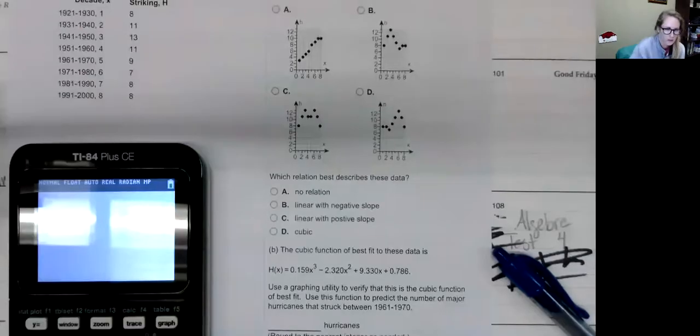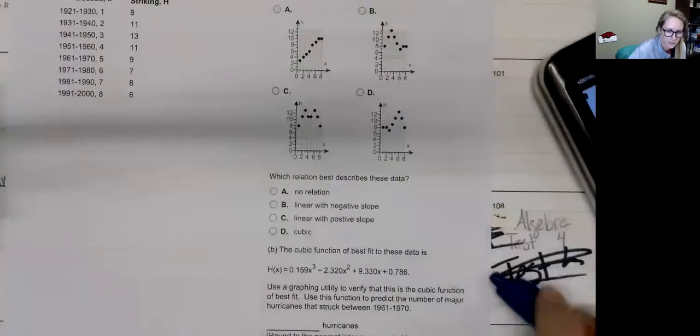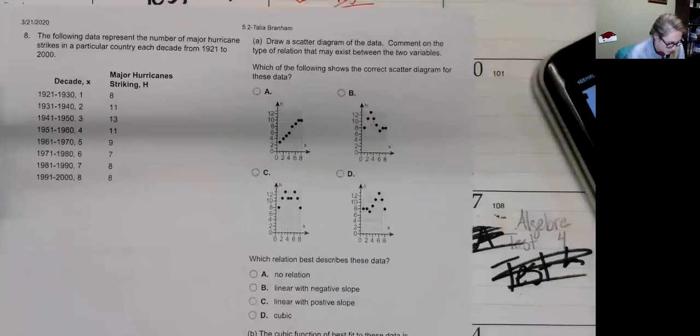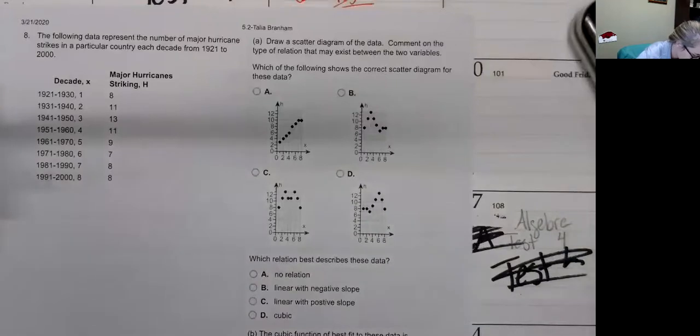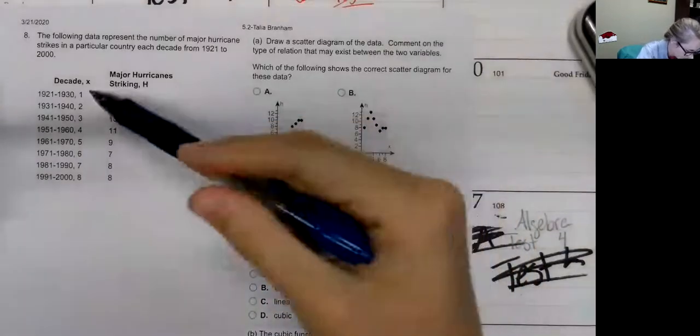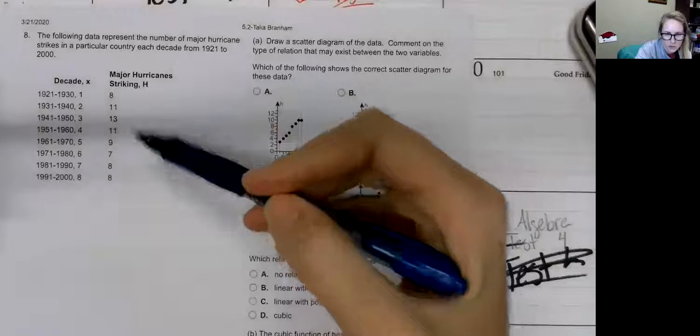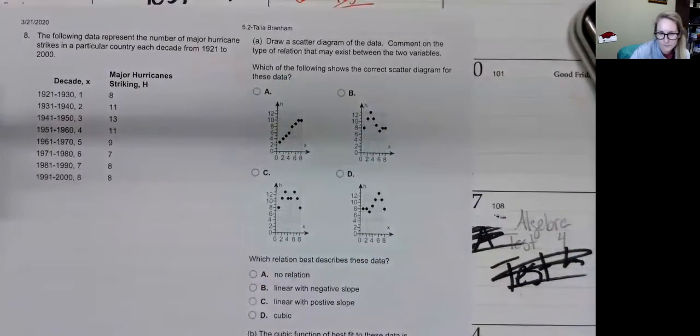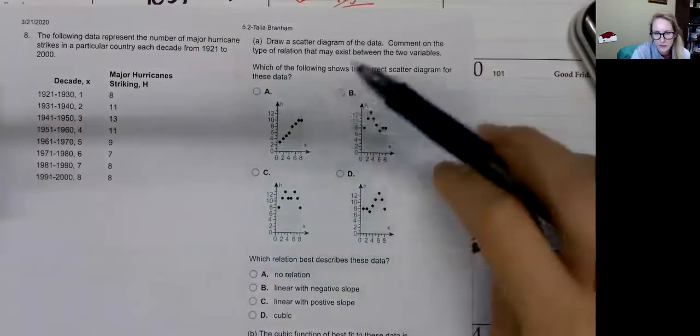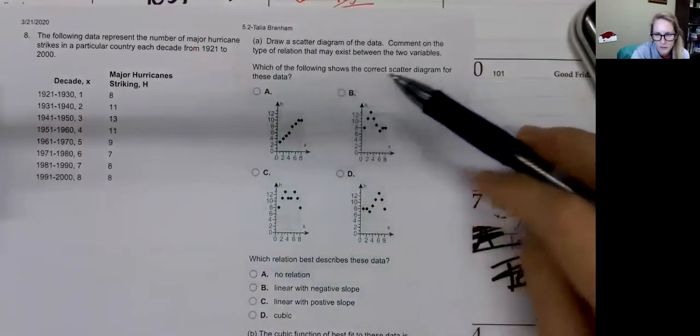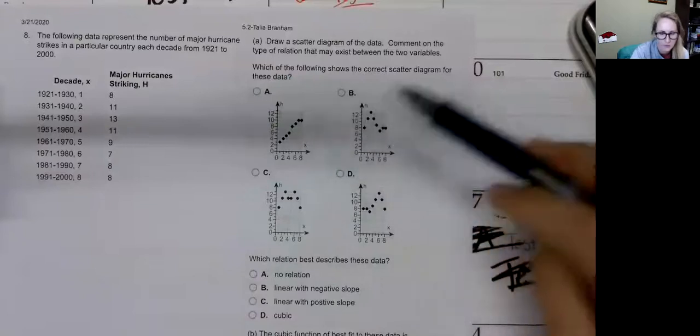Okay, so we're going to look at problem number 8 now. Move this for now. They give us this data in decades, and they label the decades and the number of hurricanes striking. They want us to draw a scatter diagram. Which of the following shows the correct scatter diagram of this data?